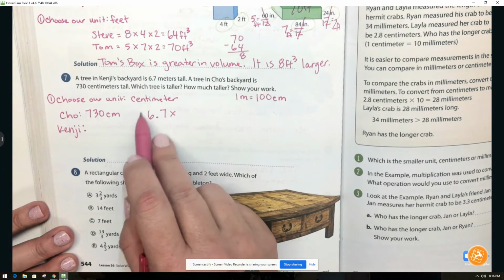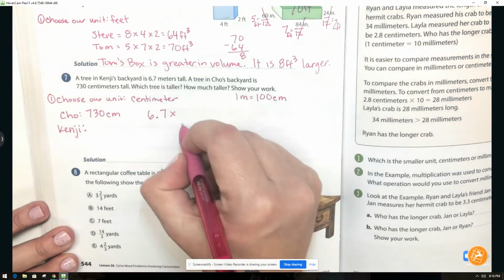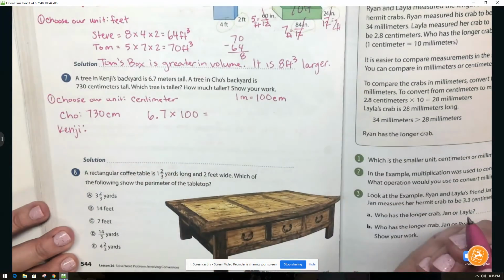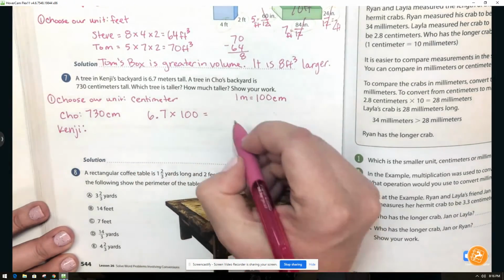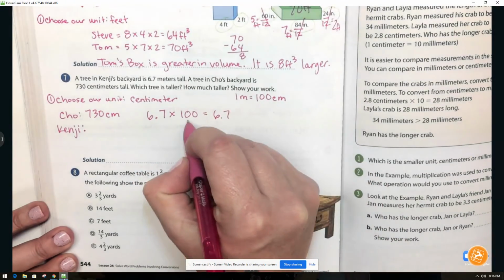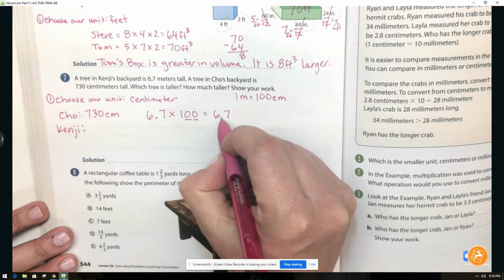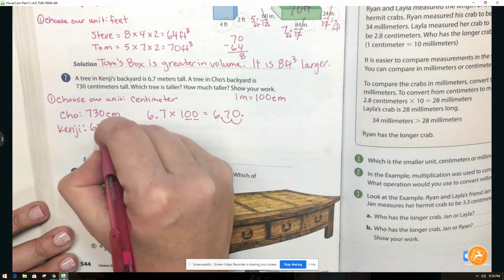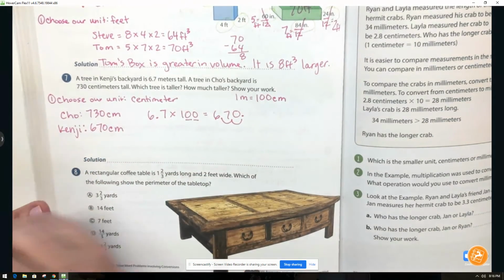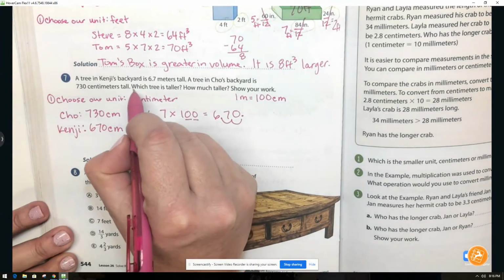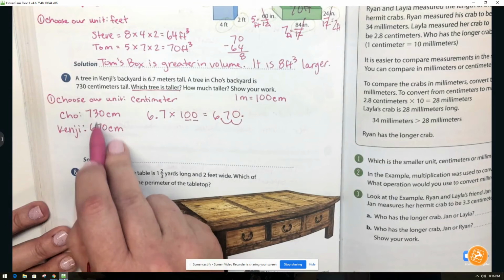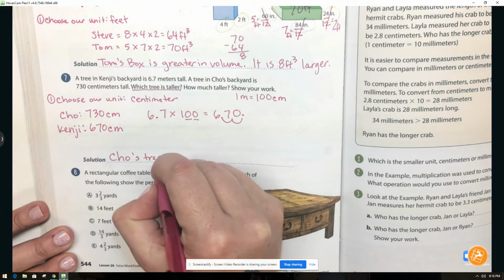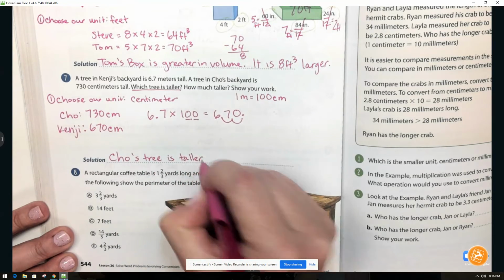So I'm going to multiply 6 7/10 meters times the number of centimeters in 1 meter to get my total number of centimeters. So I'm going to just move this 6 7/10 over. I have 2 zeros, so I'm moving my decimal over 2 places. And so we know that Kenji's tree is 670 centimeters. So what is the question we're trying to solve? Which tree is taller? Well, looking here, we can see that Cho's tree is taller.